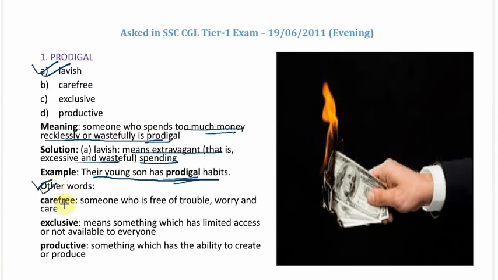So the other words in this question are carefree. Carefree, so someone who is free of trouble, worry and care is carefree. Exclusive means something which has limited access or something which is not available to everyone. And productive means something which has the ability to create or produce.